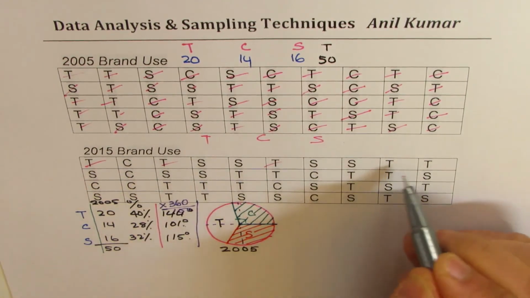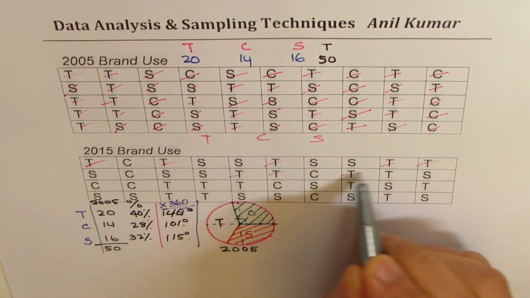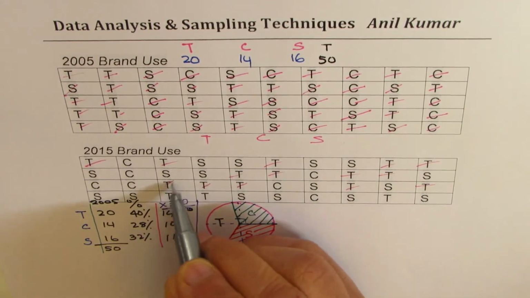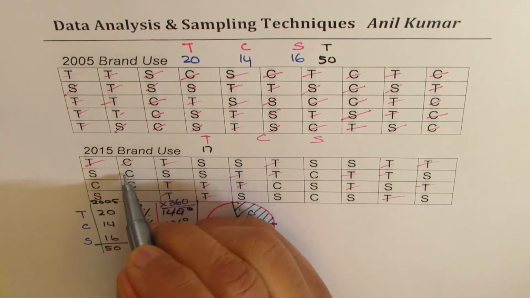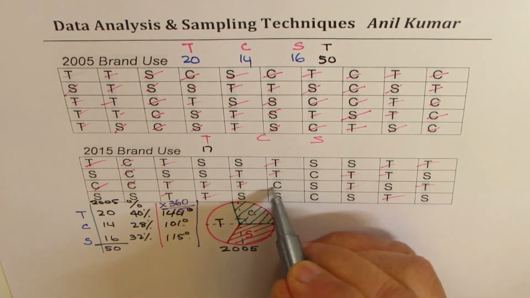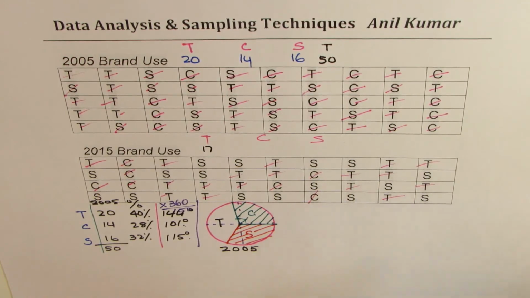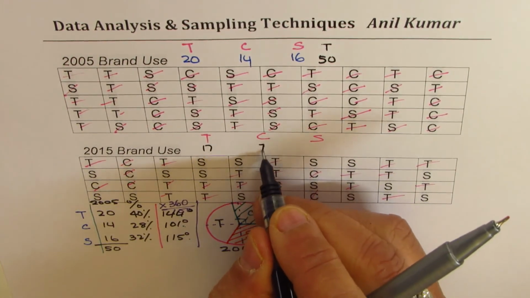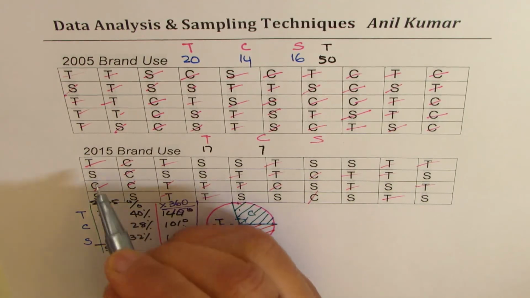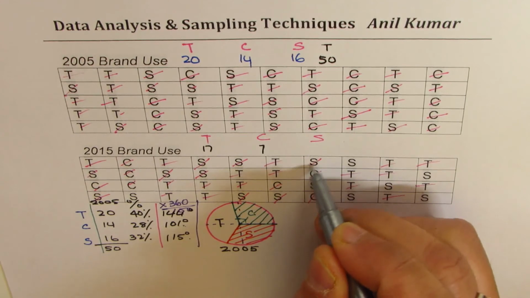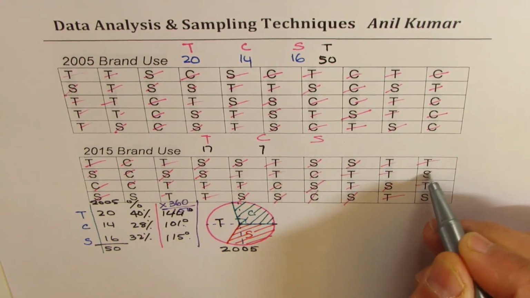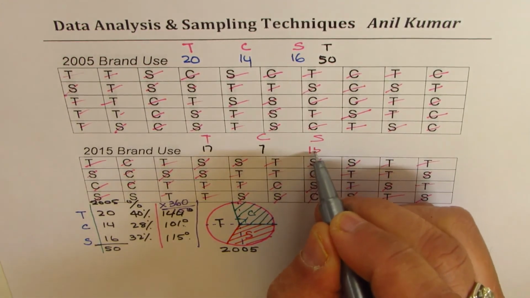1, 2, 3, 4, 5, 6, 7, 8, 9, 10, 11, 12, 13, 14, 15, 16, 17, right? So we have a number which is 17. C, 1, 2, 3, 4, 5, 6, 7. So let's write down 7 here. And for S, we have 1, 2, 3, 4, 5, 6, 7, 8, 9, 10, 11, 12, 13, 14, 15. So we are saying 15 here.